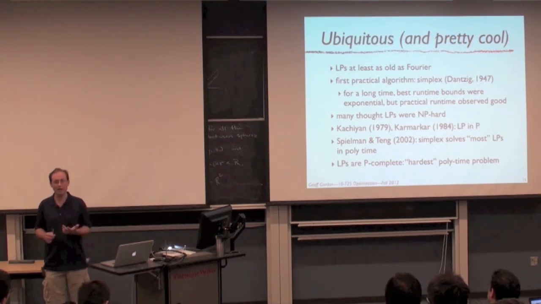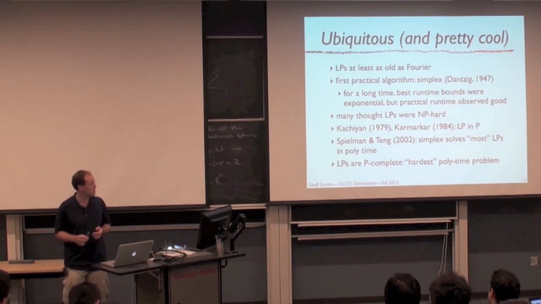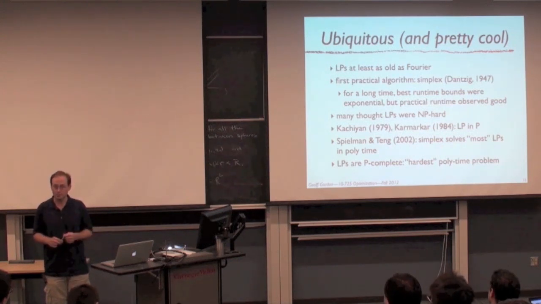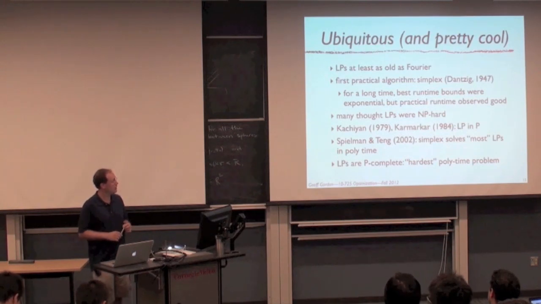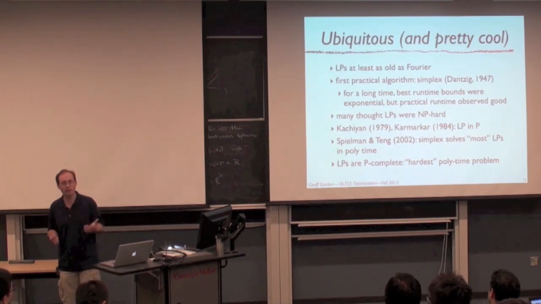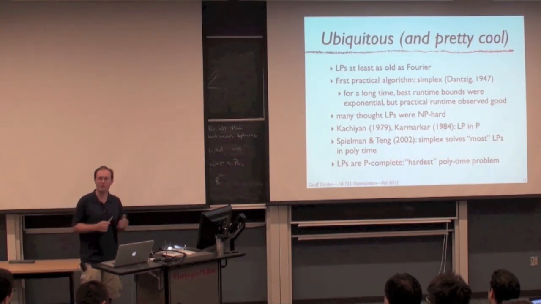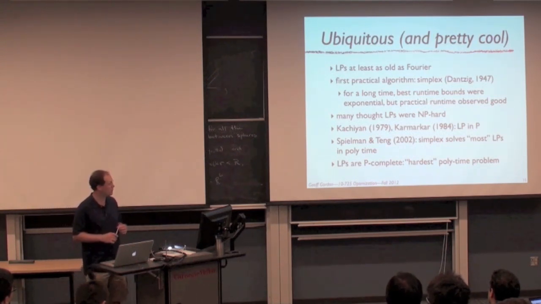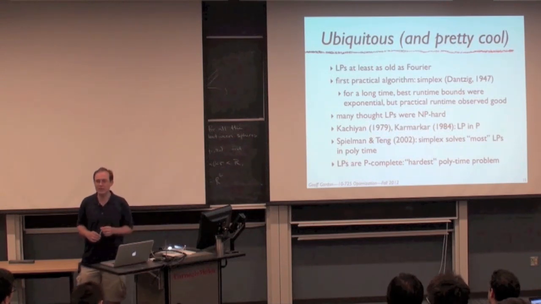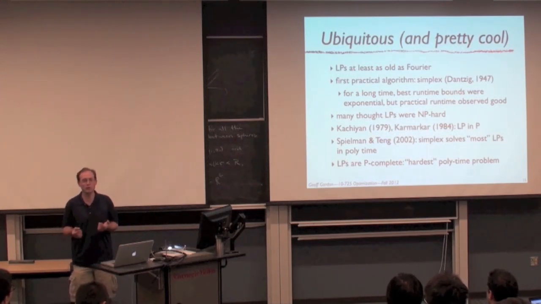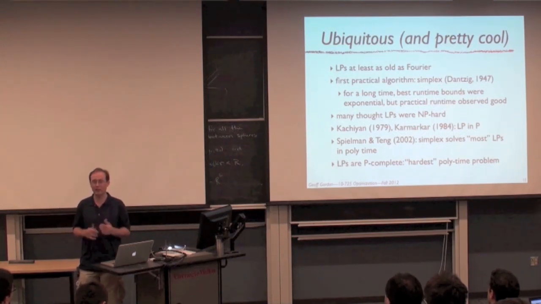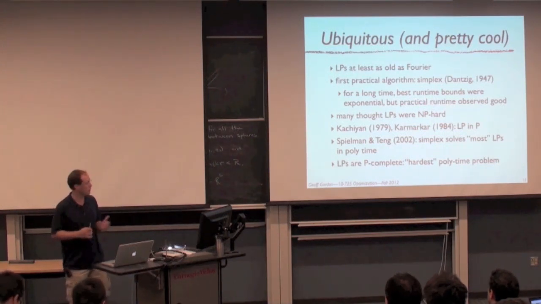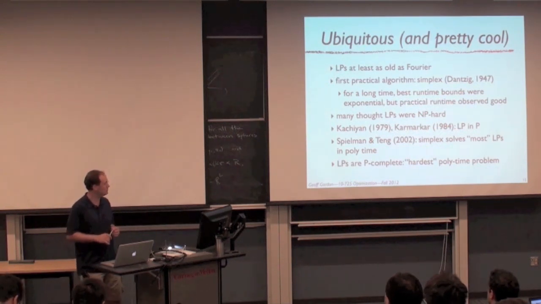So in 1979, a guy named Khachiyan came up with the ellipsoid algorithm, which was the first polytime algorithm for solving linear programs. And then a few years later, Karmarkar came up with the affine scaling algorithm, which is widely thought of as the first practical algorithm that's in polytime for solving linear programs. And in fact, even the simplex algorithm has been proven to work in polytime for most linear programs in a pretty strong sense. And that's a quite recent result. And it was a big deal when it came out.